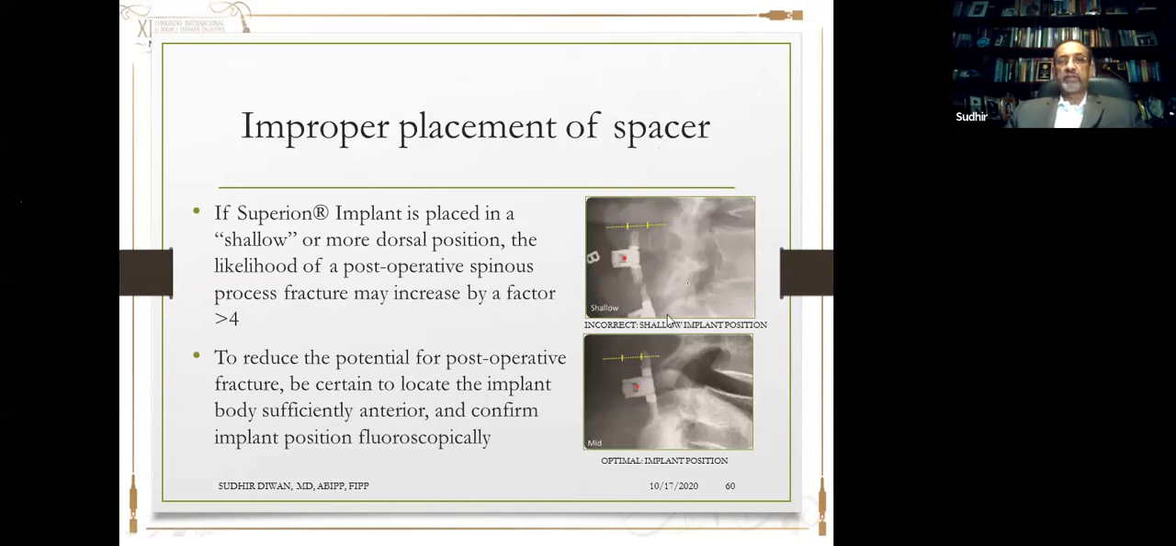Also very important is where the implant is placed. Now this is not properly placed; it is way behind. It should go as close to the posterior border of the facet joint. So you have to tap it in close to that. So this is a proper placement. This is not a proper placement.